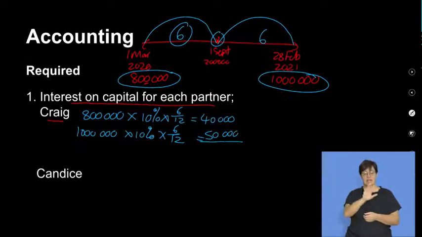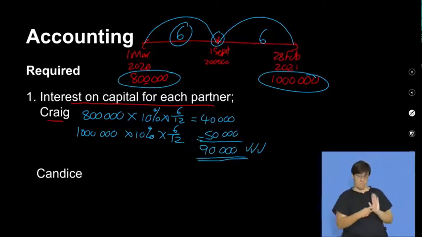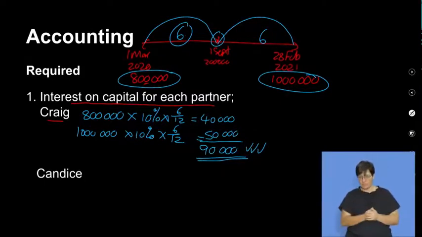Okay, so as you can see, the interest on capital for Mr. Craig for the year is an amount of 90,000. Okay, worth at least 3, sometimes 4 marks. Okay, you guys with me?